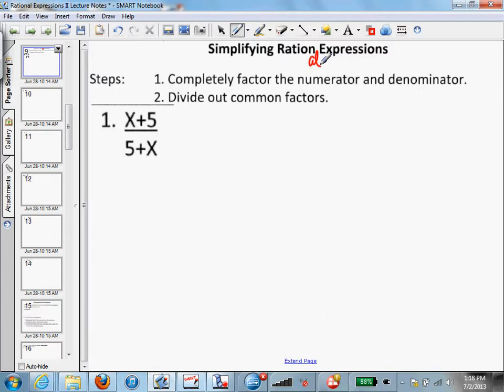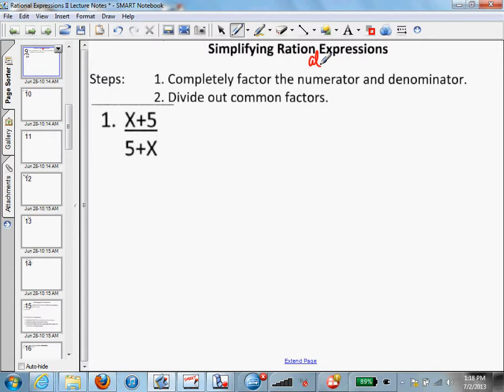So if we look at these steps to simplify rational expressions, first factor the numerator and denominator if possible, and divide out common factors. So if we look at example 1 right here, we have x plus 5 over 5 plus x.